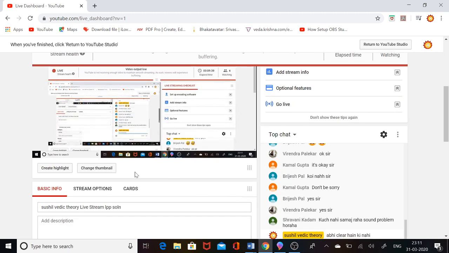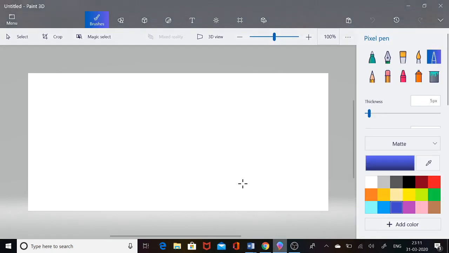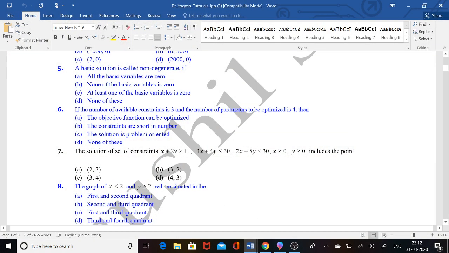Okay, question number one is over. Your sixth question: if the number of available constraints is 3 and the number of parameters to be optimized is 4, then obviously the constraints are short in number. So your answer has to be B.